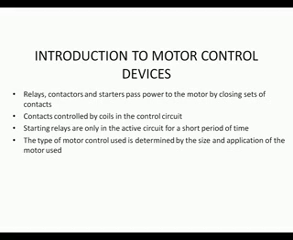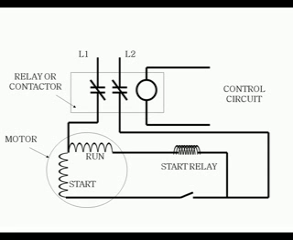You should also be able to describe the conditions that must be considered when resetting safety devices to restart electric motors. Relays, contactors, and starters pass power to the motor by closing a set of contacts. Contacts controlled by the coils in the control circuit. Starting relays are only in the active circuit for short periods of time. The type of motor control used is determined by the size and application of the motor. The higher the amperage, the heavier the control.